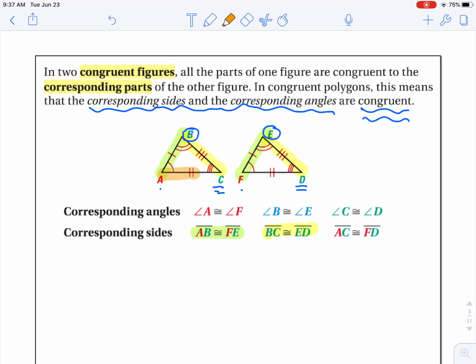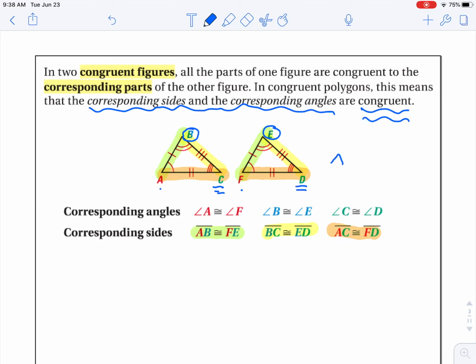And finally, we have AC marked with 2 tick marks and FD marked with 2 tick marks, but it's more than just being marked the same length. It has to be corresponding, which means it's between the same 2 congruent angles, and it is. So that's what it means to have congruent triangles, with corresponding sides and corresponding angles congruent.